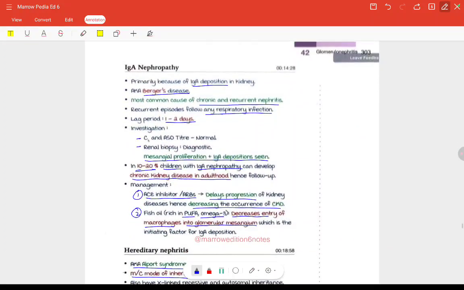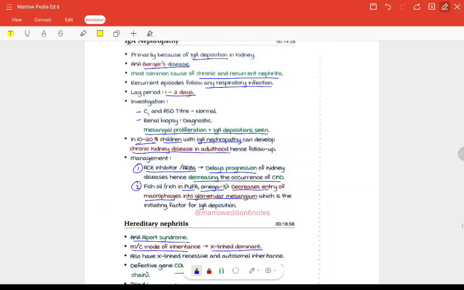In IgA nephropathy we saw IgA deposition, also known as Berger's disease, the most common cause of chronic and recurrent nephritis, and recurrent episodes can occur after any respiratory infection. There is only 1 to 2 days of lag period. On renal biopsy, which is diagnostic, we will see mesangial proliferation and IgA deposits, and in 10 to 20% of the children with IgA nephropathy, chronic kidney disease will be seen in adulthood.